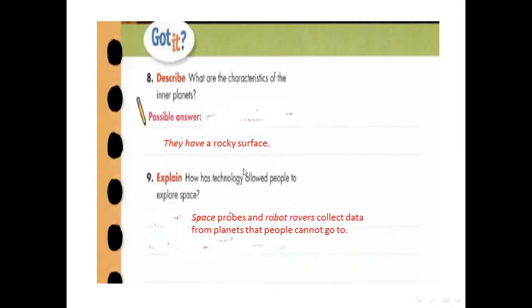Last question: Space probes and rovers collect data from planets that people cannot go to. Because we cannot go to Mercury, we cannot go to Mars. It's very dangerous, as you know. It's a very long journey in space, and it's very hot, very cold, stormy. So we cannot go ourselves. We send machines and robots instead, and we can control them.